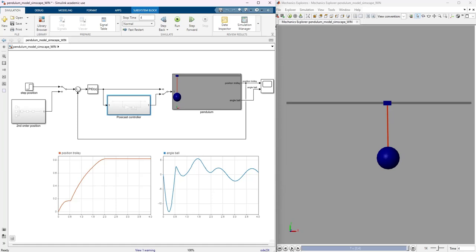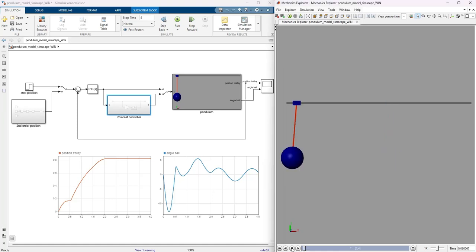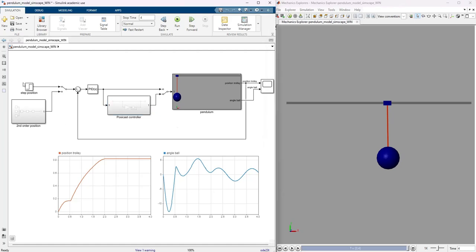Well, let's play the animation once again, and please watch the behavior of the ball. So here we go, and you see that the resonating behavior of the ball was much smaller than without the Posicast controller, as we expected, of course. And of course, we put a step to the input, which for a position controller is not that obvious a choice. So a better choice could be a second order set point as created over here.